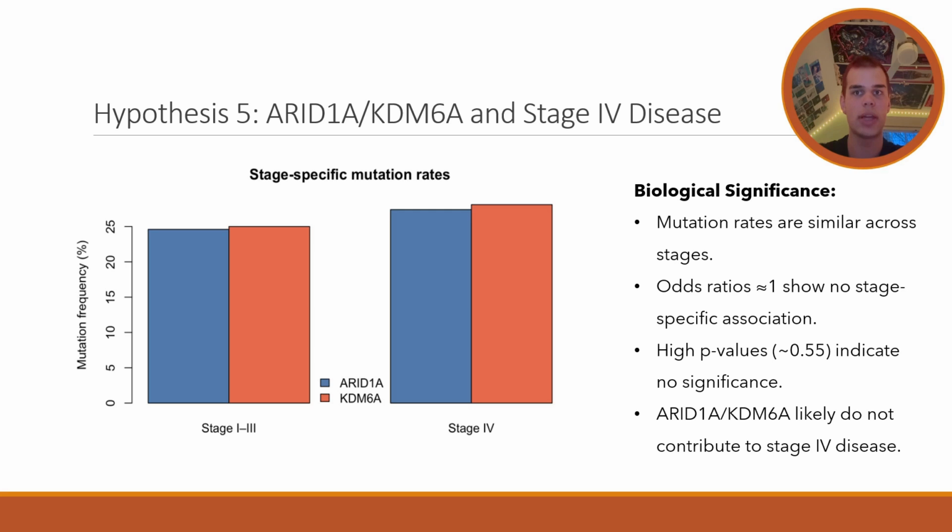When we compared mutation frequencies across stages, however, the rates were nearly identical between early-stage and late-stage patients. Fisher's exact tests gave p-values around 0.54, indicating no statistical association.